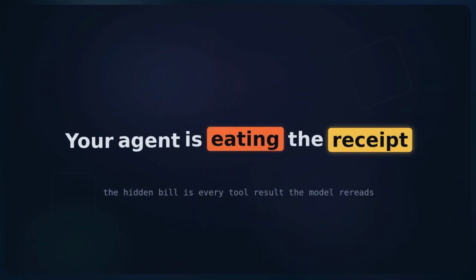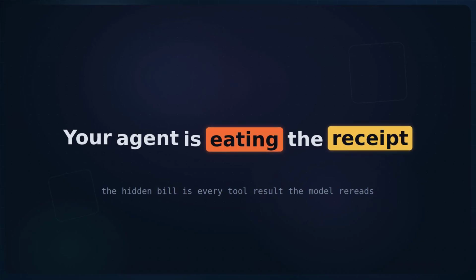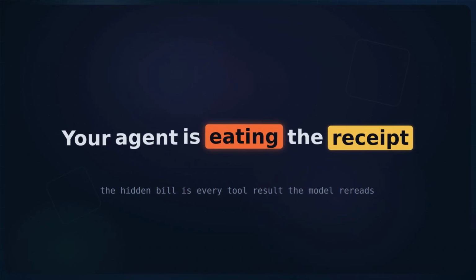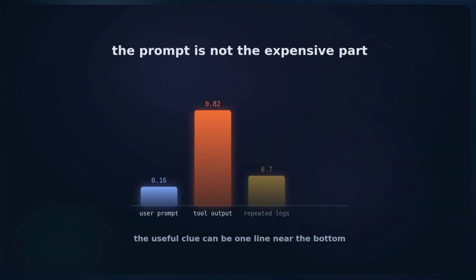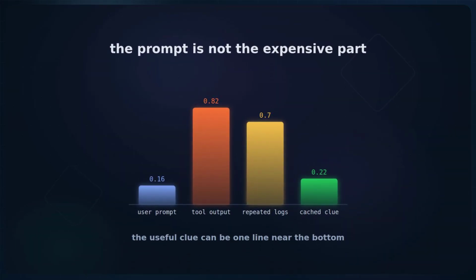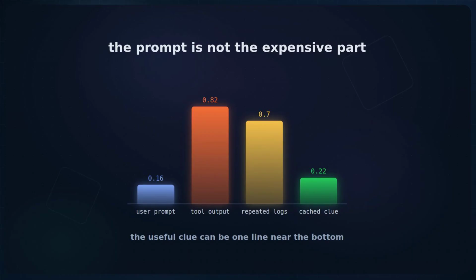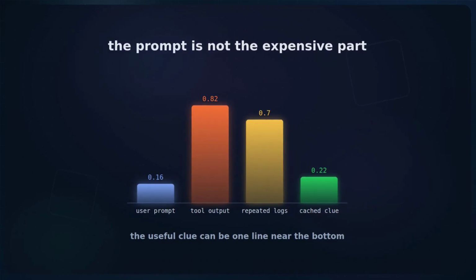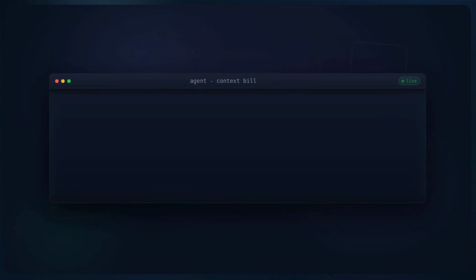The most expensive part of an AI agent is often not the answer. It is everything the agent reads on the way to the answer. A search tool returns a wall of results. A build tool returns pages of logs. A retrieval system hands over chunks that mostly repeat each other. Then the model gets billed for reading all of it, even if the useful clue was one line near the bottom.